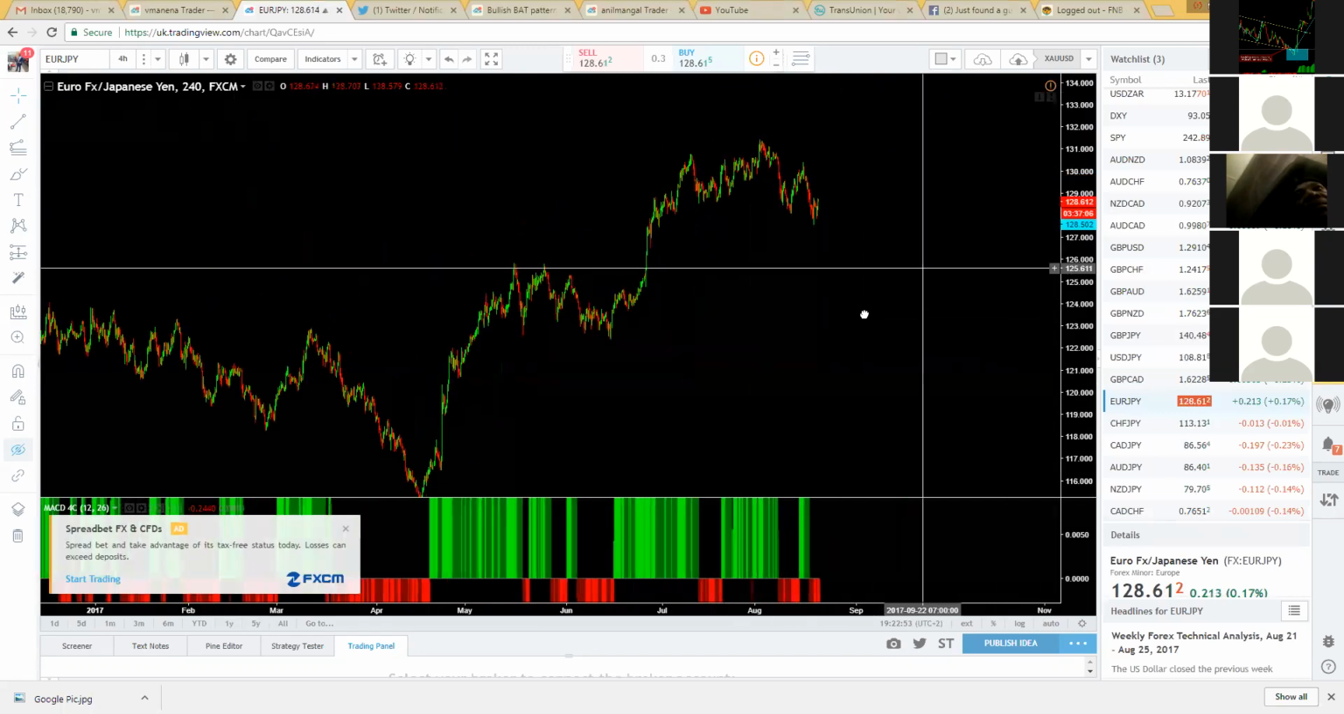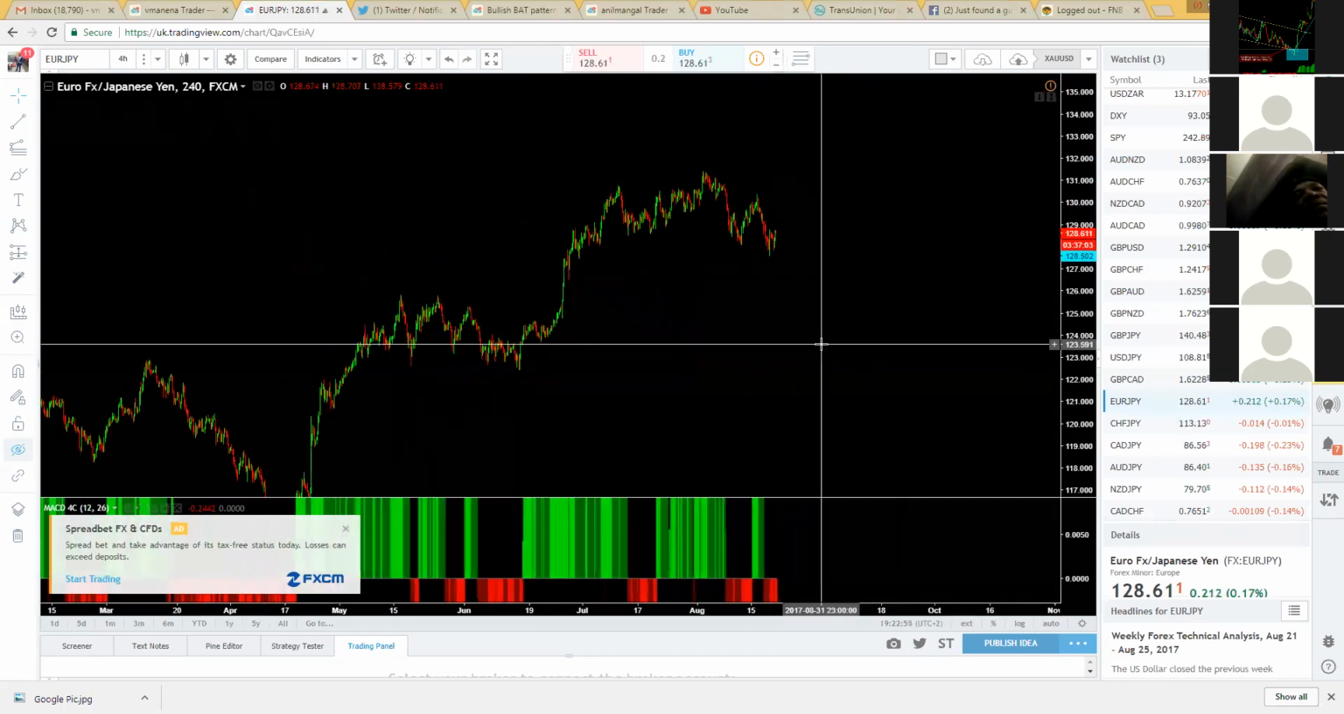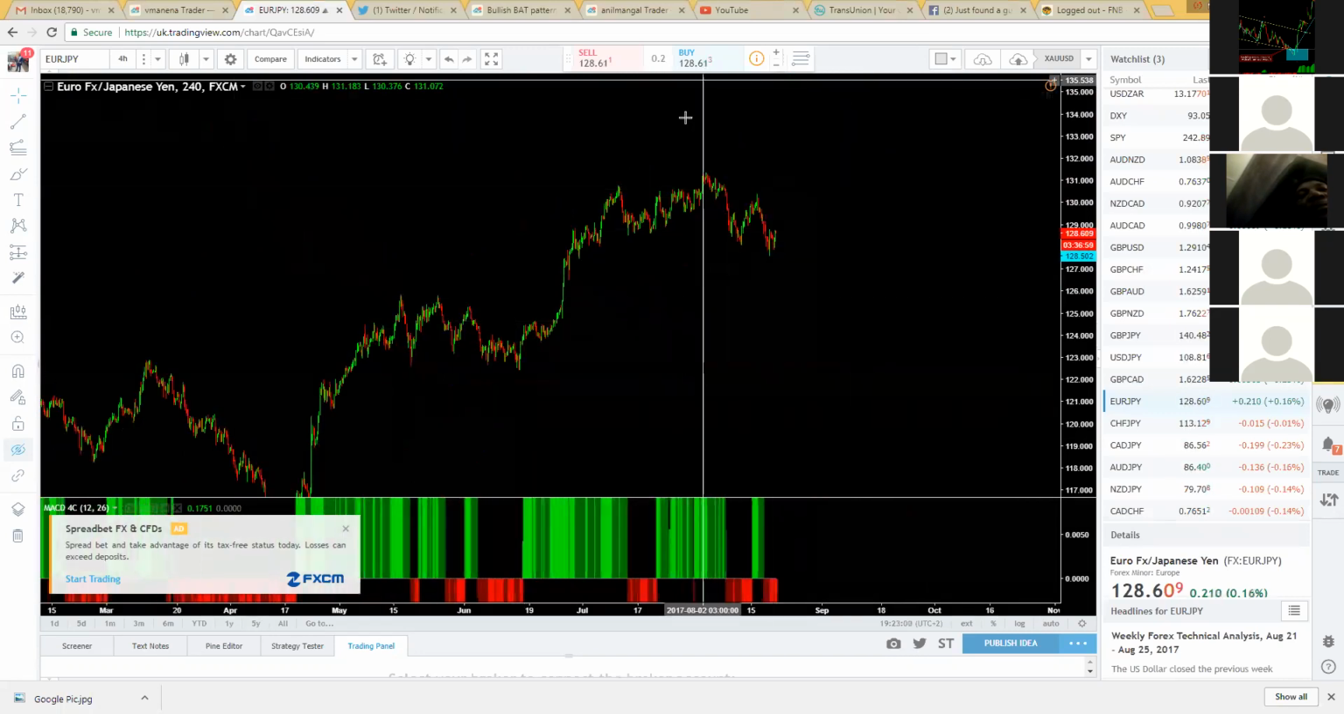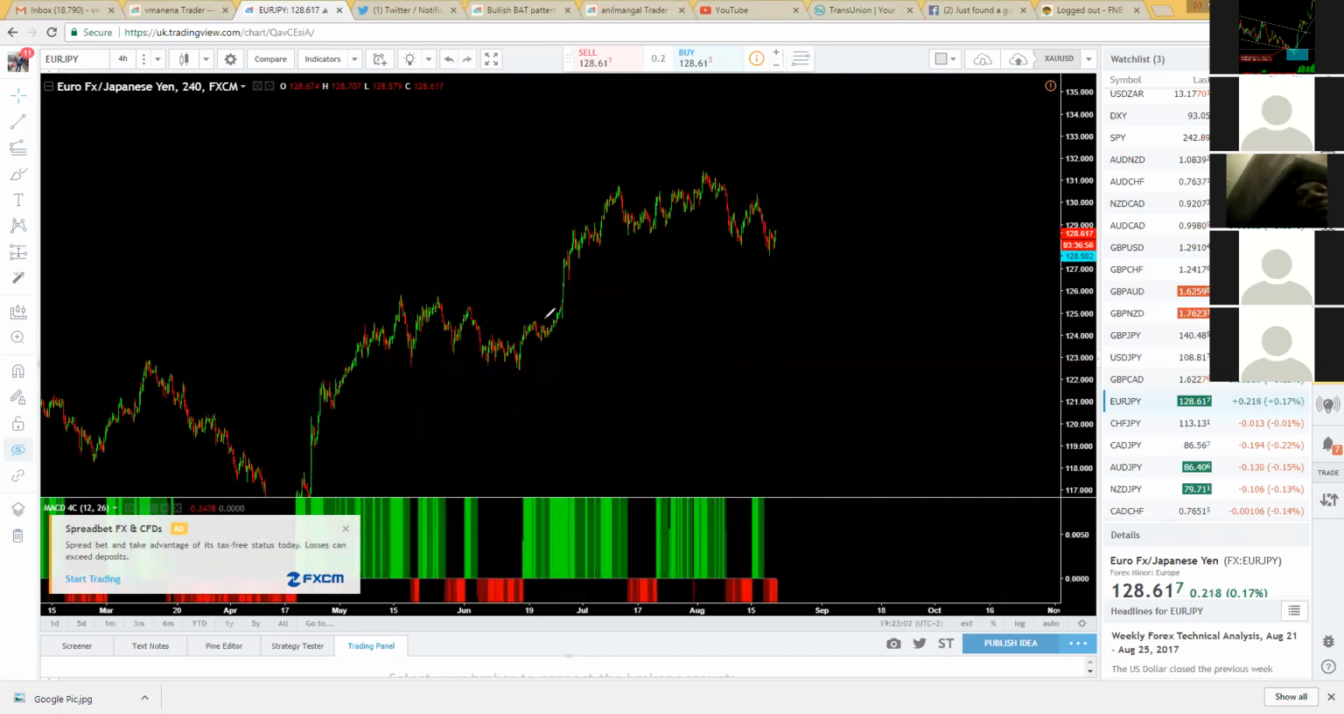Okay, now this is the 4-hour chart, and this is what I was looking at on this pair. Going down lower, you can see this impulse. After the impulse, I get this correction there. You see how clear this correction is there.